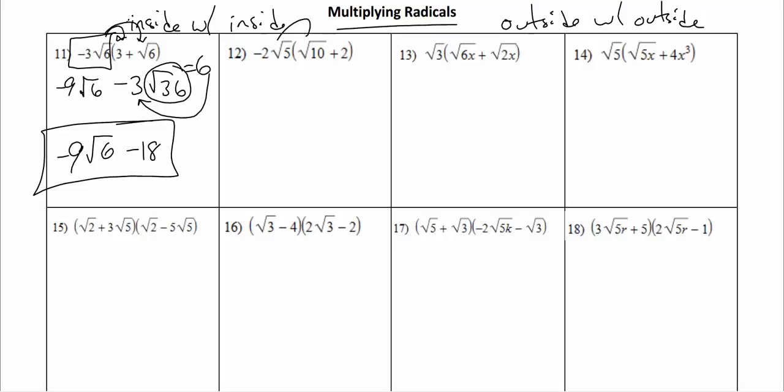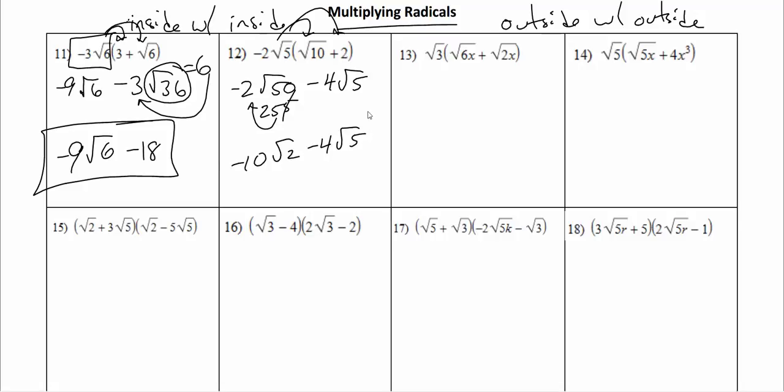Let's multiply here and here. That becomes negative 2 root 50 minus 4 root 5. But 50 is 2 times 5 times 5. The 5 pops out, the other 5 crosses out. So that becomes negative 10 root 2 minus 4 root 5. And I cannot combine those together.